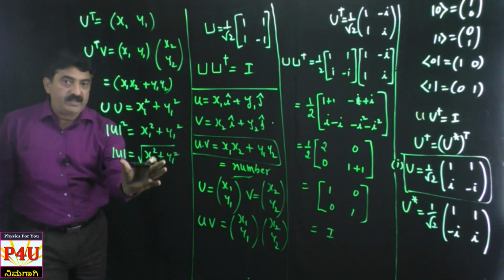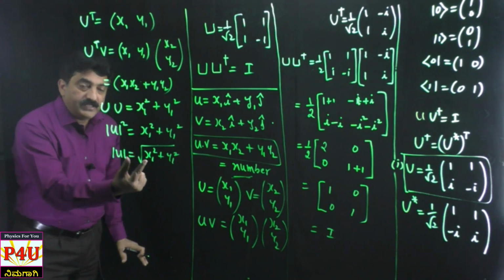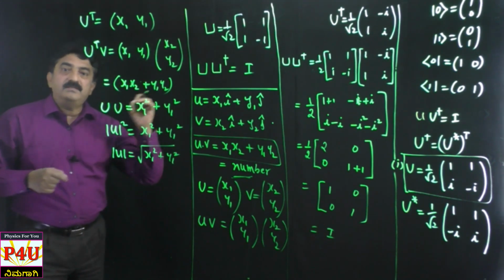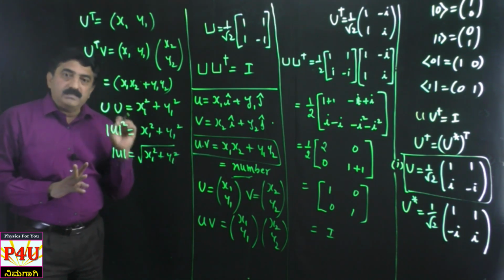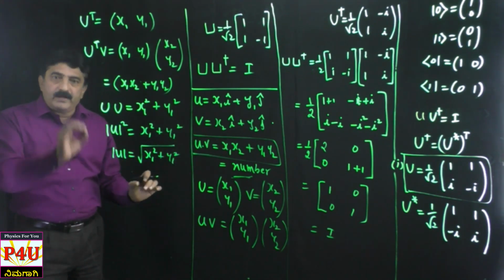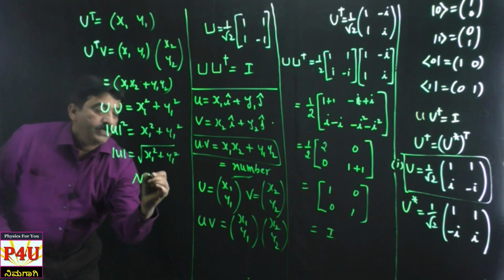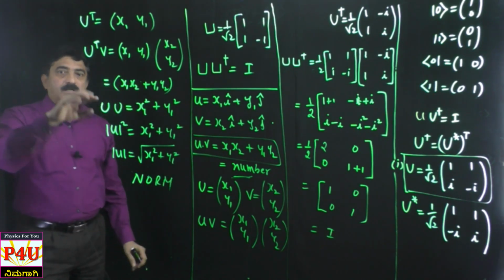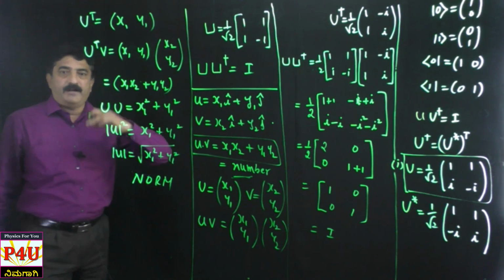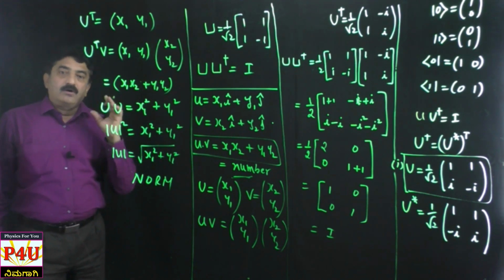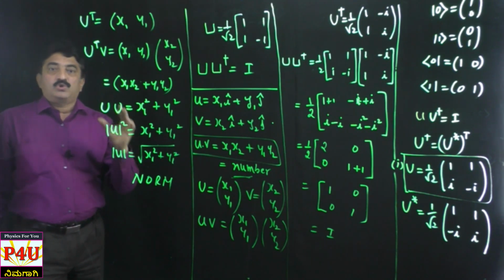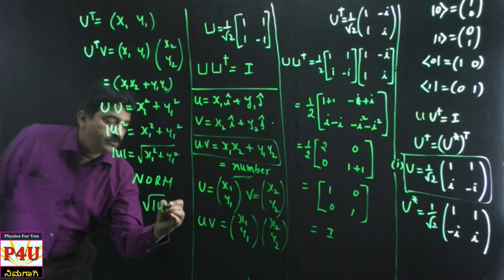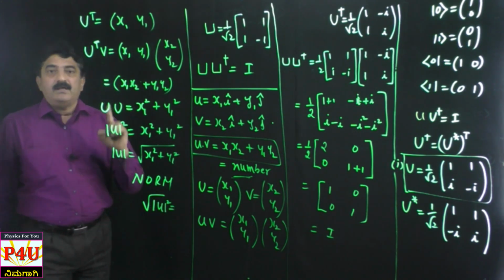Dear students, this is a very important point. Remember, this we call the magnitude, or the length of the vector. From here onwards it will be called the norm. So when do we get the norm? When the inner product is operated on the same vector, we get the norm. So the square root of the inner product, that is, the square root of mod u square, is nothing but the norm.